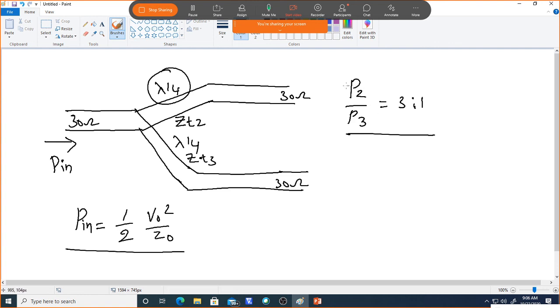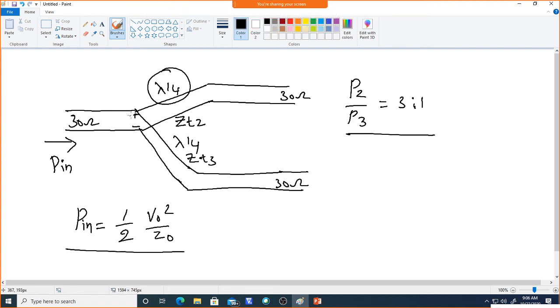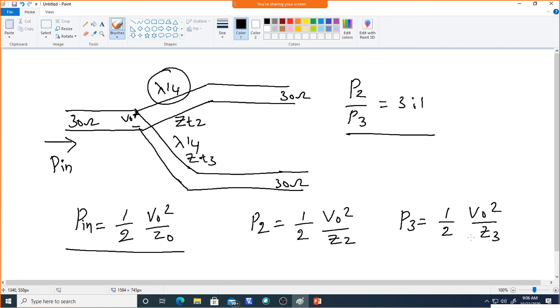Similarly, in terms of V naught, the junction voltage, if you find the power at port 2, it is nothing but half into V naught square by Z2, the impedance at this port. Similarly, the power at port 3 with respect to port impedance Z3 is half V naught square by Z3. So these are the corresponding powers.